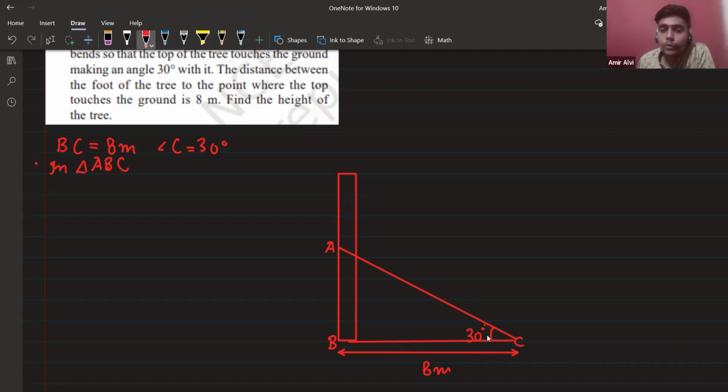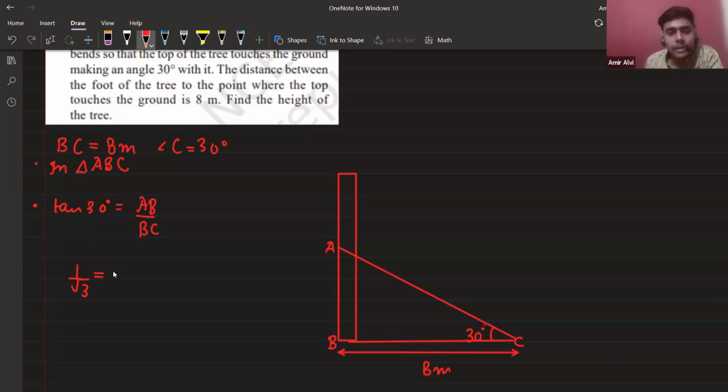To find out the value of AB, which ratio should I use? BC is given. Tan, very good. Tan theta. Tan 30 equals AB by BC, which is AB by 8. Very good. So tan 30 is 1 by root 3.